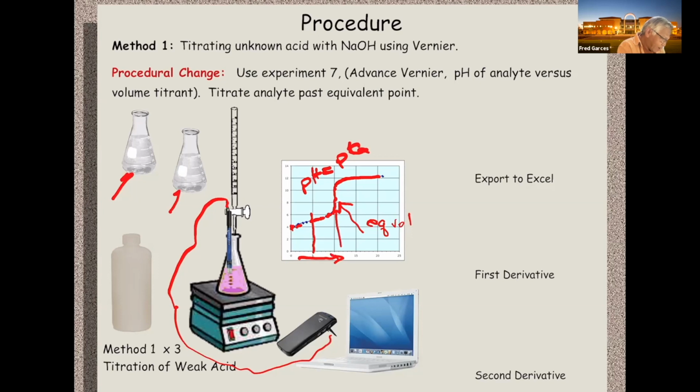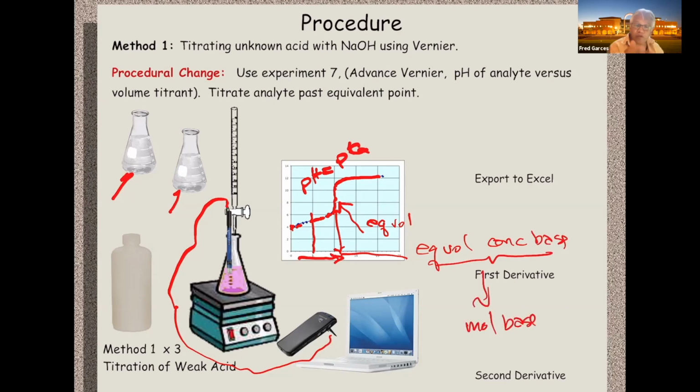At the equivalent volume as well, and the concentration of your base, you can get the moles of your base, which is equal to the moles of your acid, and then get the molecular weight that way. So that's method one. In the titration curve, you look at the equivalent volume to get the molar mass. You look at halfway to the equivalent volume to get the pKa.